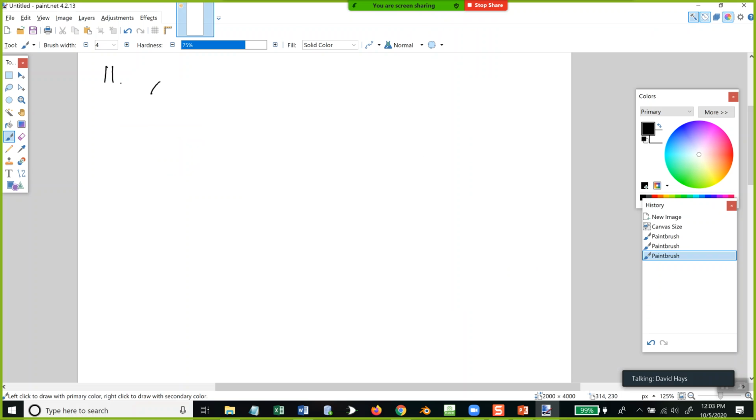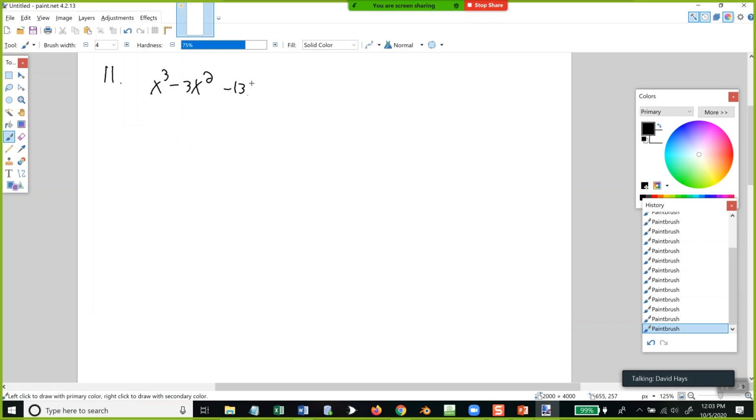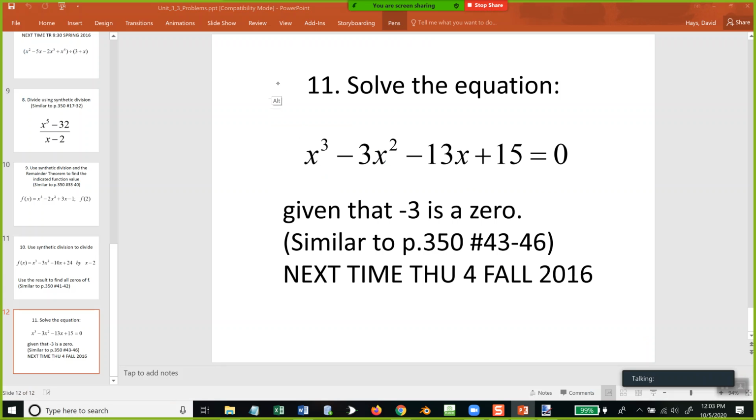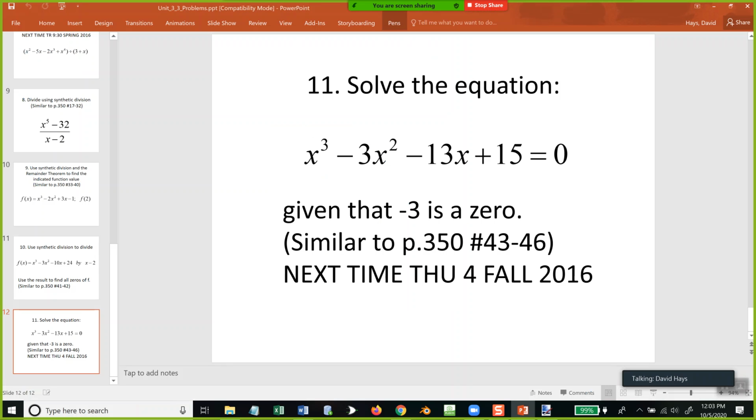We've got x to the third minus 3x squared minus 13x plus 15 equals 0. Now our largest power is x to the third, so the degree is 3, which means we're going to have 3 answers. That doesn't factor, but they give us a hint. They say given that negative 3 is a 0, so they give you an answer.